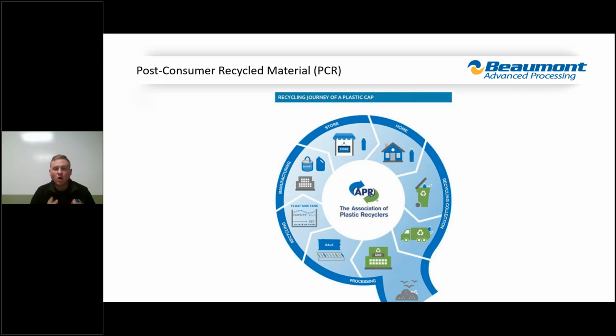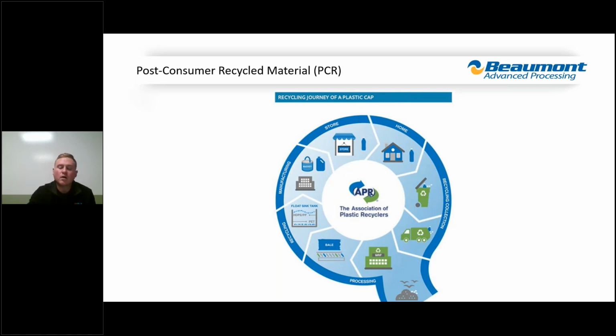But the hard part about PCR is it introduces a level of variation that we just need to be prepared for. The PCR stream is comprised of, and in this case we're going to look at polypropylene for this study, anything marked polypropylene on the recycle codes. So comprised of hundreds of different grades from different industries, using all various grades of polypropylene into one stream. And what is that stream comprised of?